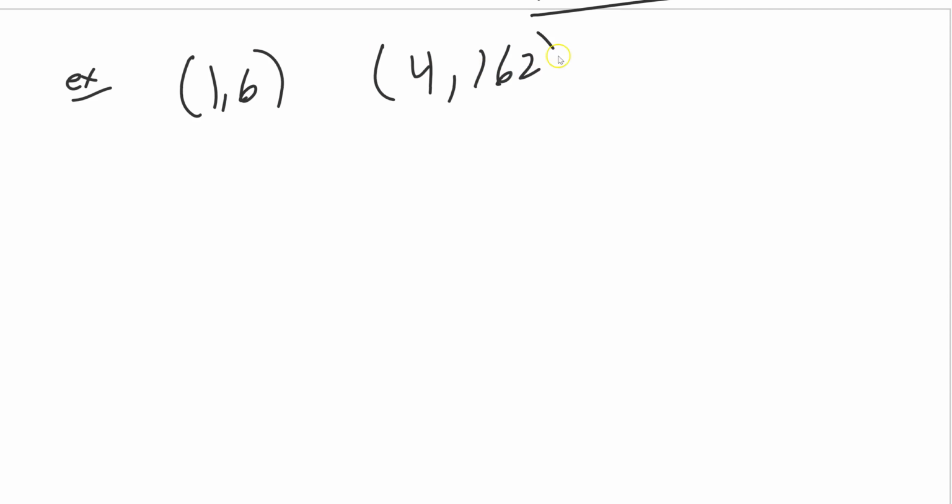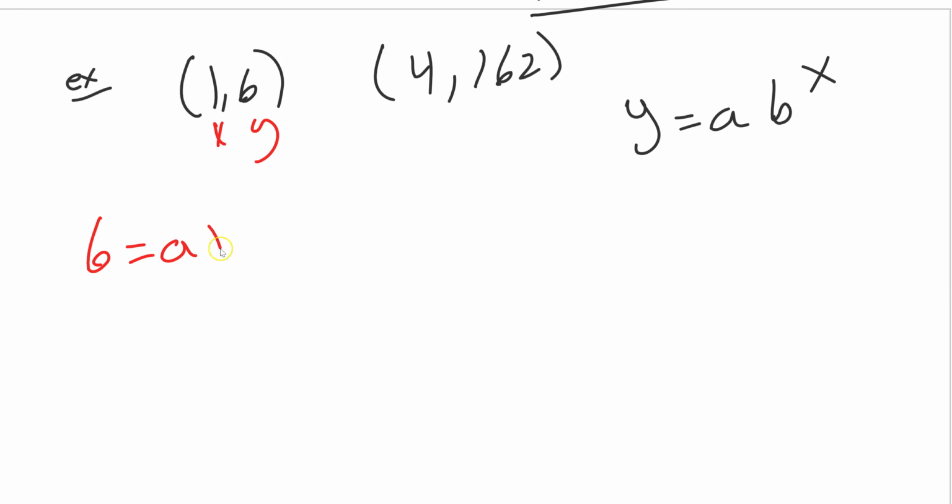Let's do one more. We'll make this one up. Let's do the points 1, 6 and 4, 162. I'm going to do one without a 0. We're going to do the exact same thing. I want to come up with an equation that fits this. So we do what we always do. Plug the points in, x and y. I get 6 equals ab to the 1st, and 162 equals ab to the 4th power.